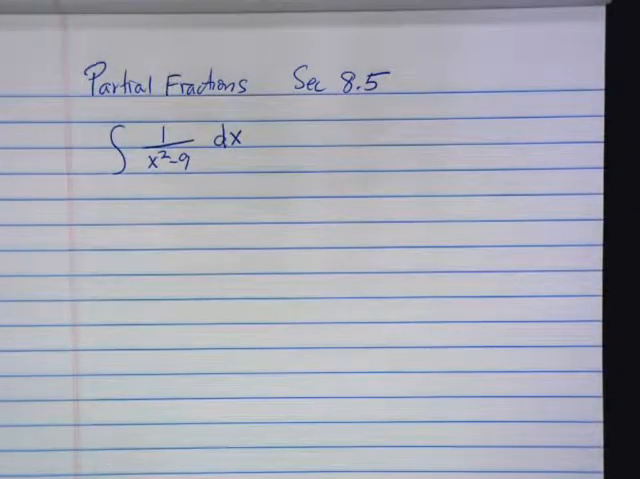Well, partial fractions. It should be no surprise to you that these are going to be integrals that involve fractions. So we might have the integral of 1 over x squared minus 9. We can already answer this question. How? Without knowing anything about partial fractions, we can answer this question.